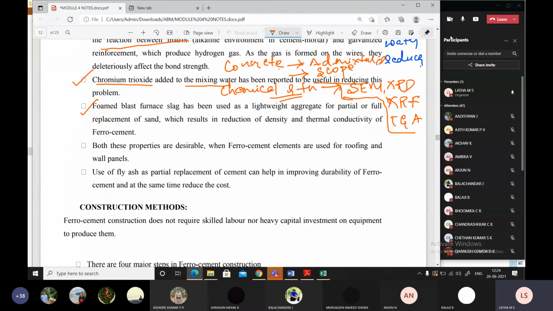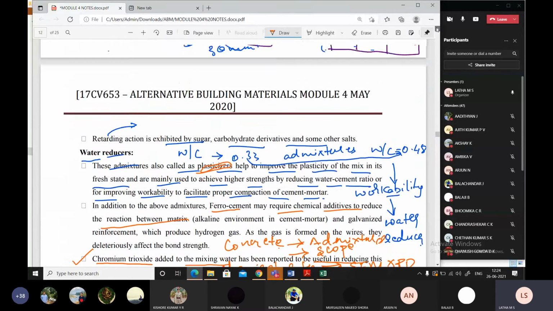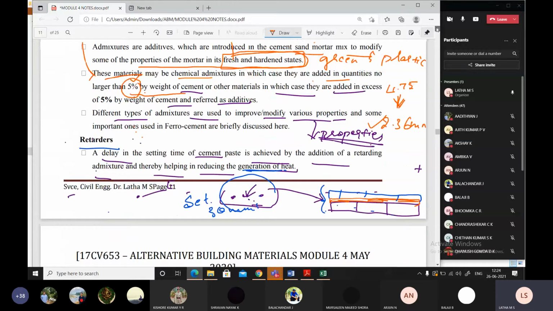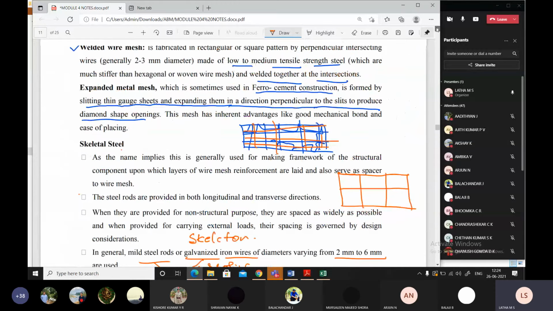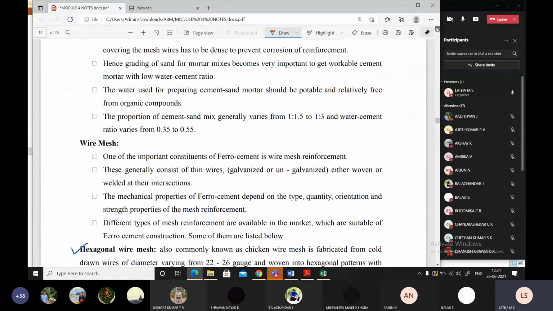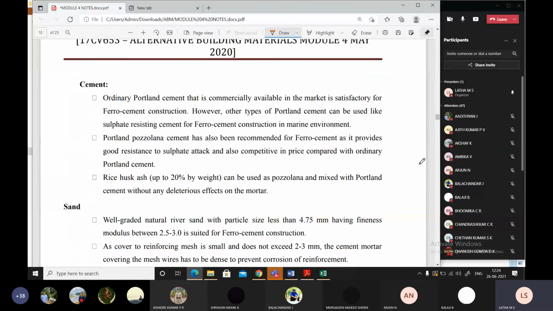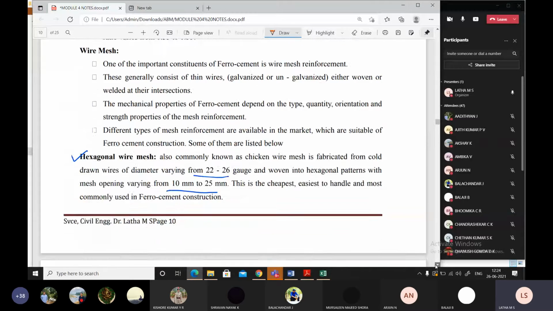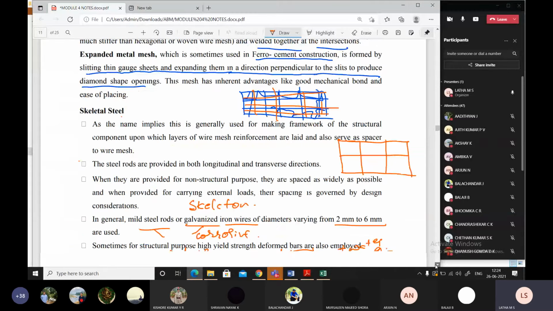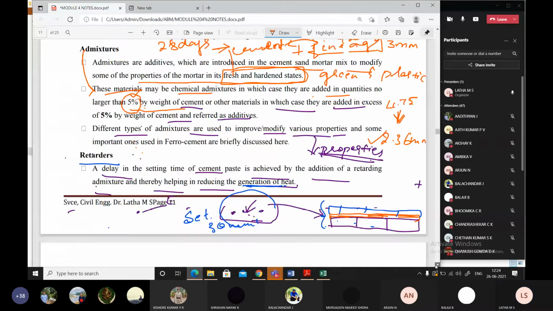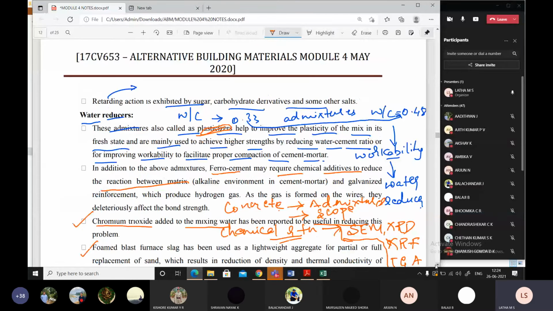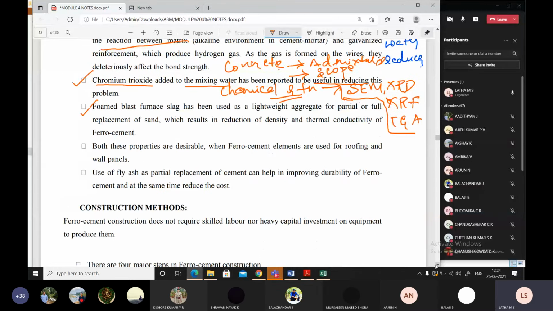So overall, ferrocement majorly consists of cement and what else? Find what the constituents are. Cement, sand, then you find a mesh, steel bars, then admixtures, retarders, then some of the water reducers. Many things you find in ferrocement as a material to be constructed.